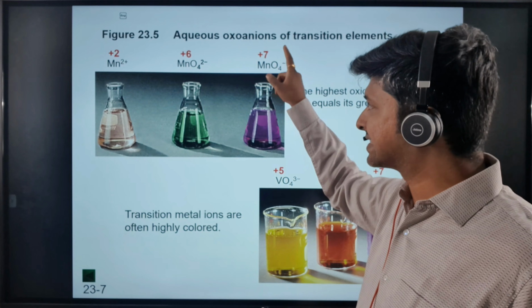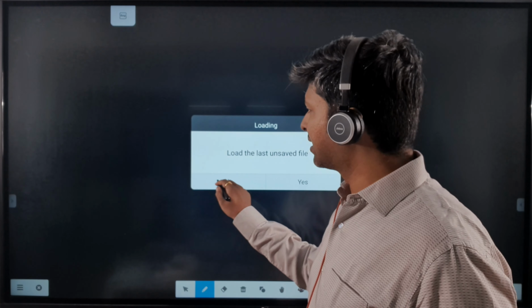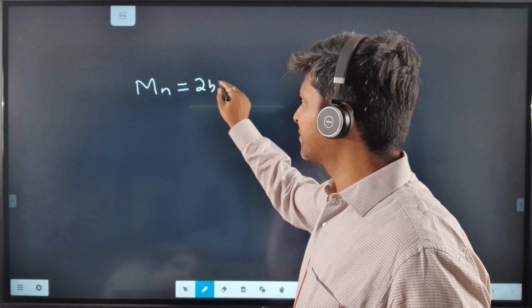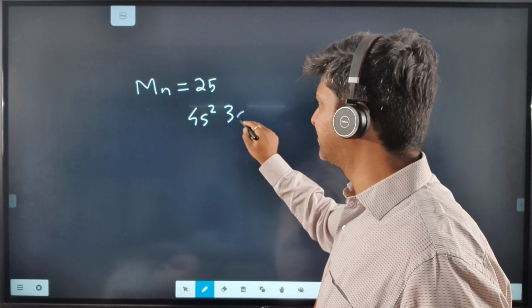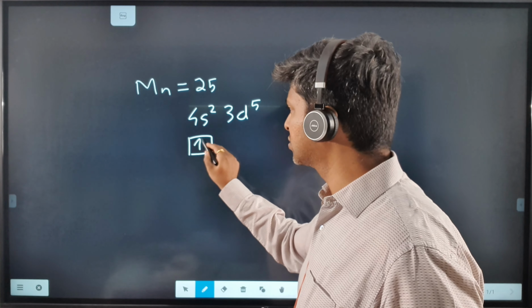Now it is the same manganese, right? But why does it have different colors? Now you must be wondering what's the answer. The answer lies in the number of unpaired electrons in the outermost shell. Now have a look at this. 25 is the atomic number of manganese, 4s2 3d5 is the outermost shell electronic configuration, right? 2 electrons in the 4s.